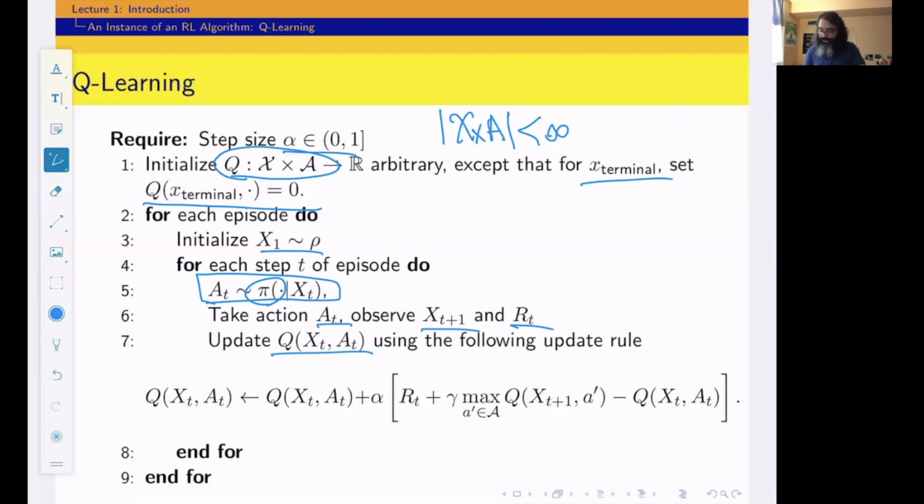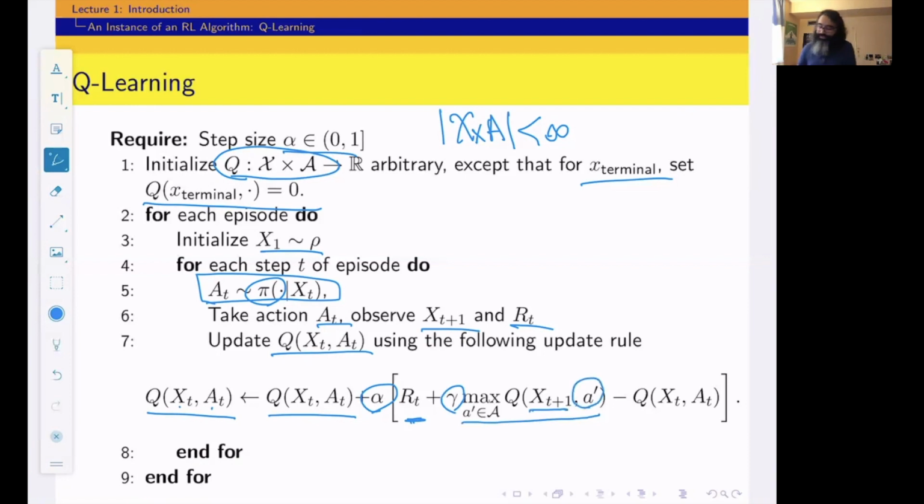The update rule says that the action value function at state xt and at should be changed like this. We take the previous value, but add alpha times this bracket. Alpha is the learning rate between 0 and 1. And this bracket is Rt, the reward that we take at time step t, plus gamma, the discount factor, times the maximum of the action value function at the next time step. The maximum is over a primes, over all actions.